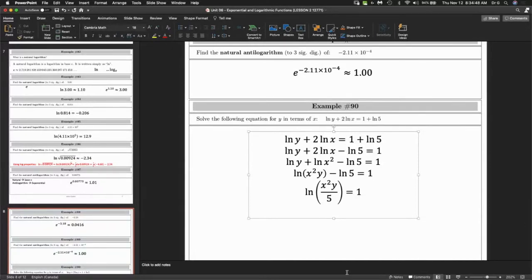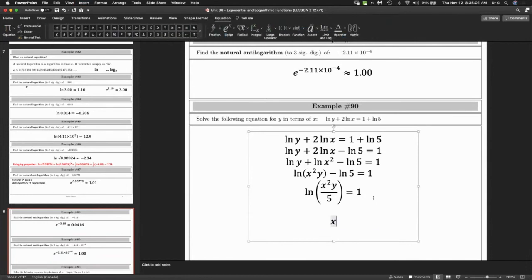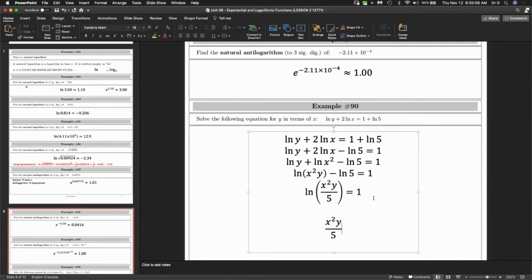You want to now find a way to get rid of the logarithm. So think of that word. How do I get rid of a logarithm? Anti-logarithm. So you think of the opposite. Since this is a natural logarithm, the anti-logarithm would be the base e. So that's e to the 1.